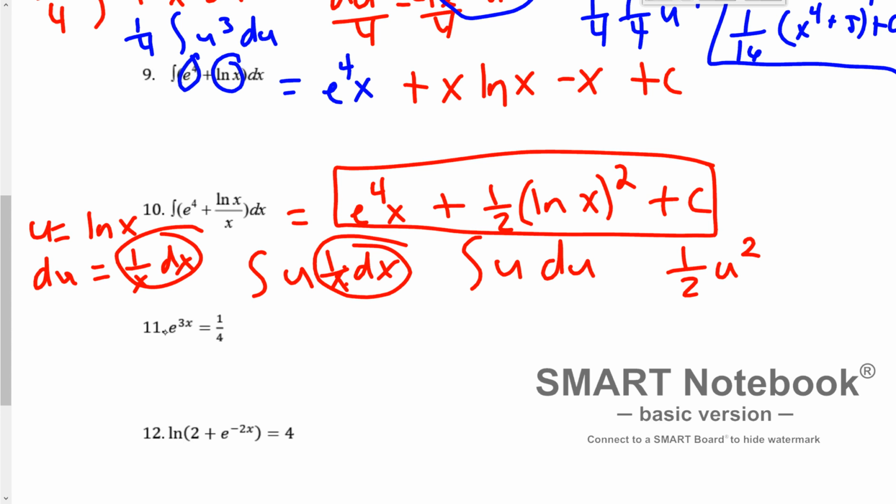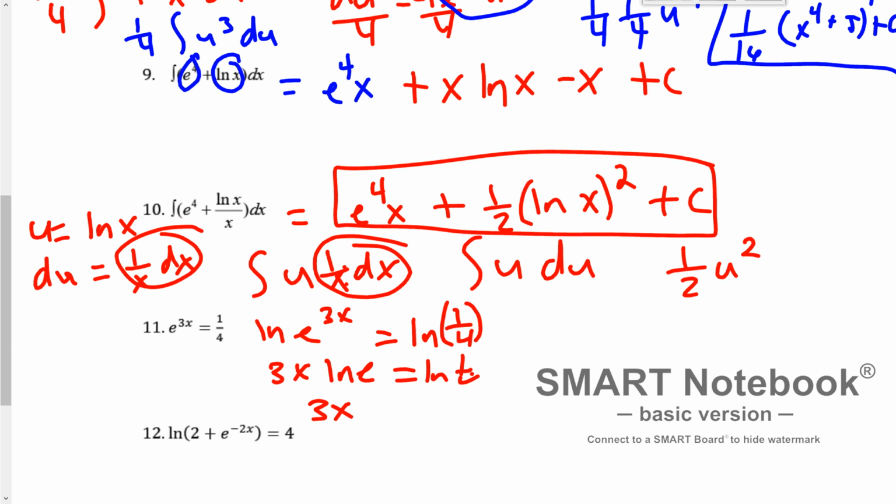Okay, this one's just solving. So we solve exponentials by taking the ln of both sides when the base is e, right? That exponent comes out in front. Ln of e just equals 1. So we just get 3x. Ln of this side is whatever that is. I don't know. Type that in a calculator. Then we can just divide by 3. So whatever this is in a calculator, there's your answer.